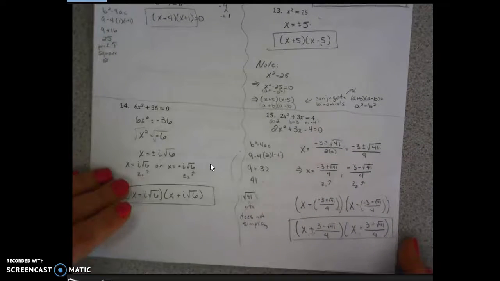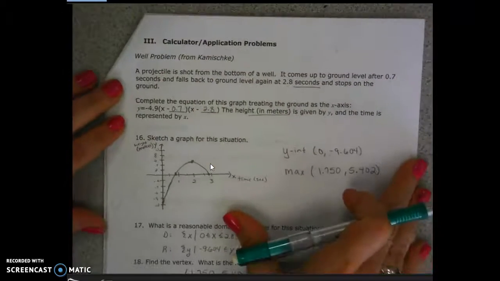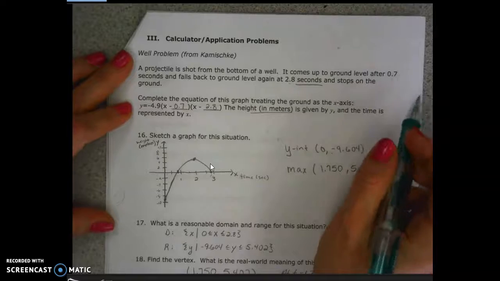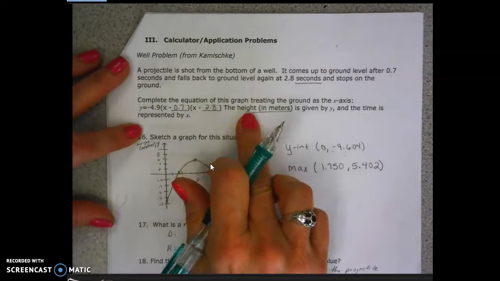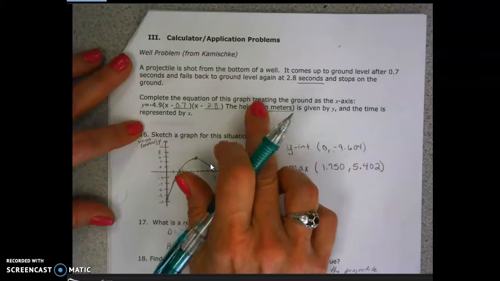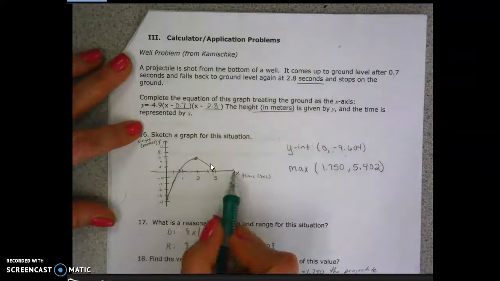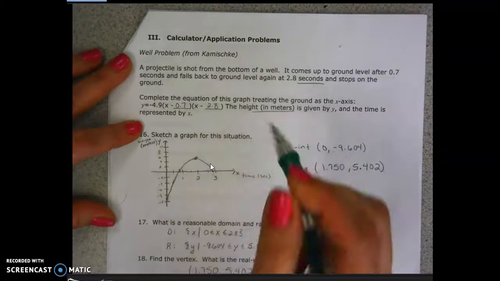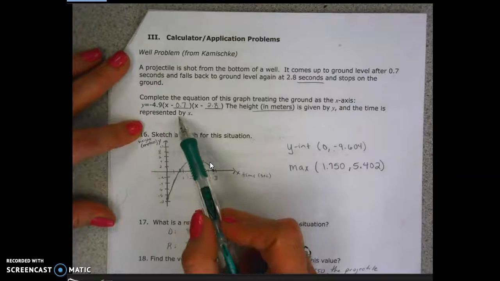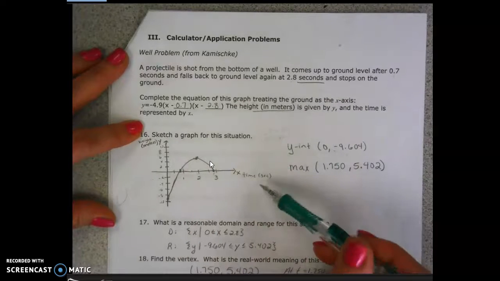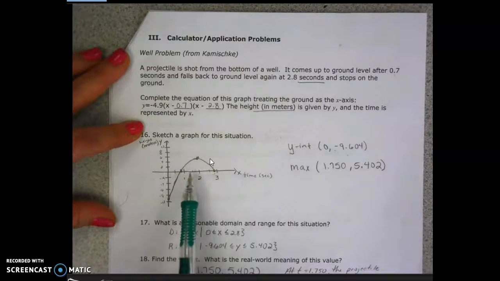All right, finally, the last page is a word problem. The key to this, it's a projectile being shot from a well, is recognizing that when they graph this, the y-axis is representing height in meters, which means you can treat the x-axis as the ground. So if you treat the x-axis as the ground, the y-axis is your height in meters. Hopefully it starts to come clear that, remember, your x-axis is measuring the time in seconds. So at 0.7 seconds and 2.8 seconds, those are zeros.